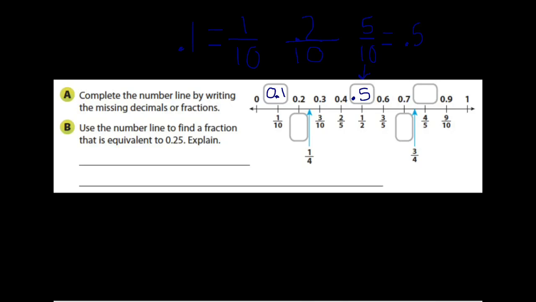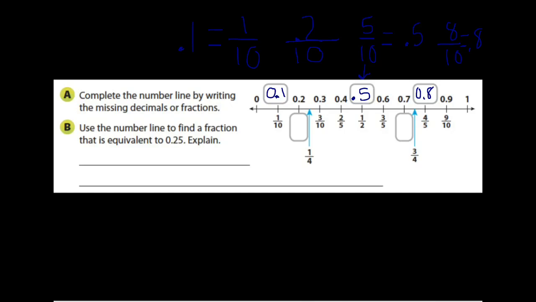Then if I continue on the number line, I've got 6 tenths, 7 tenths. The next one I know would be 8 tenths, which is the same thing as decimal 0.8. So I'm going to go ahead and put 0 and 8 tenths. And then I have 9 tenths and 1 whole.